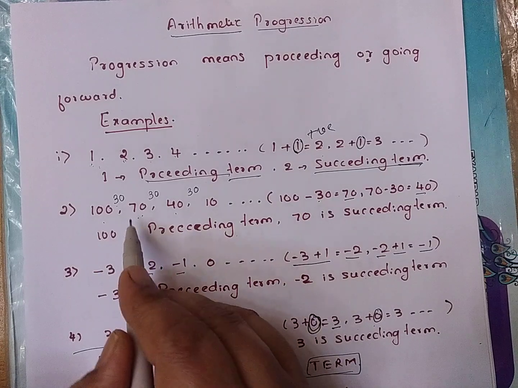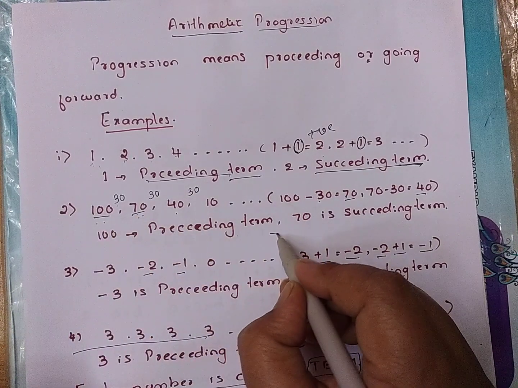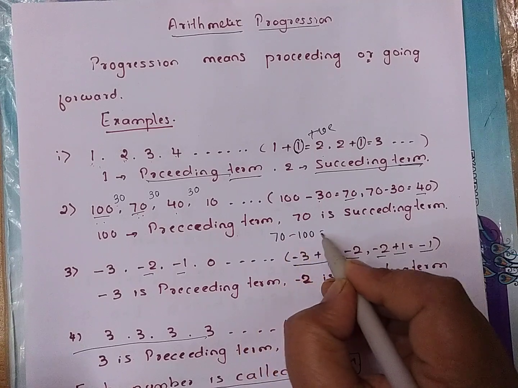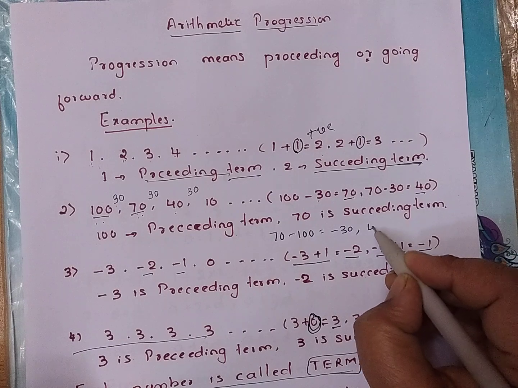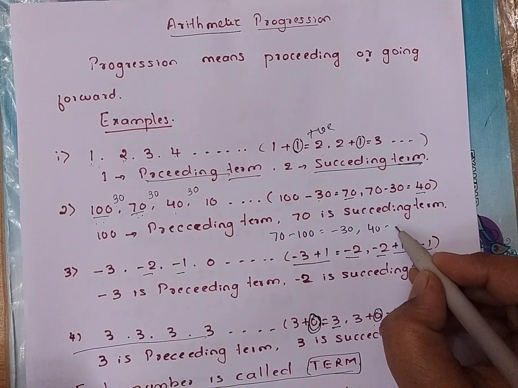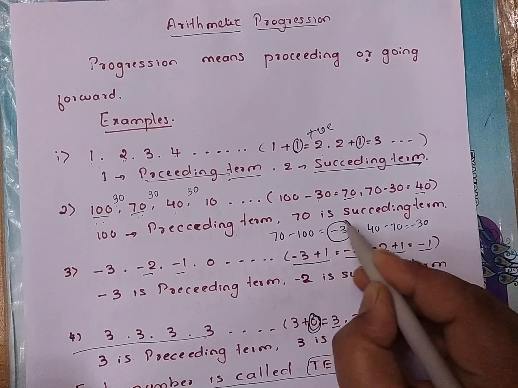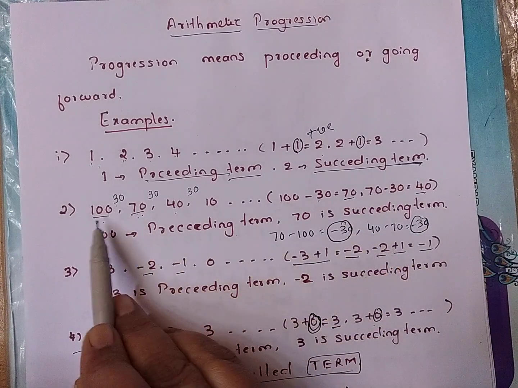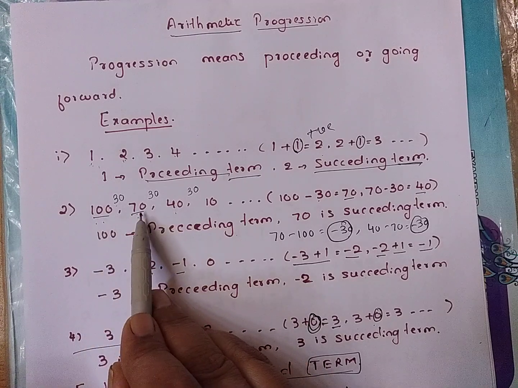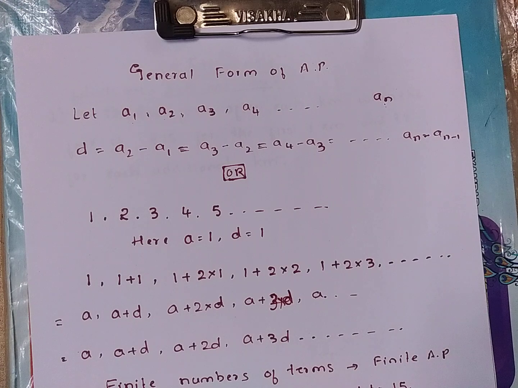Similarly here also, 70 minus 100. How much? It is minus 30. And here 40 minus 70, you will get minus 30. Here the common difference is what? We get it by subtracting A2 minus A1 and A3 minus A2. Here it is negative. Therefore, how will you write?